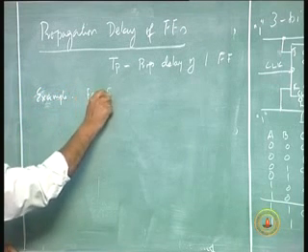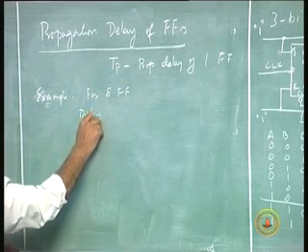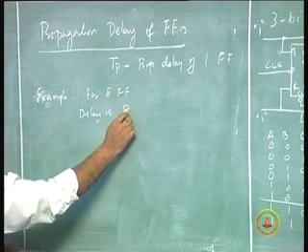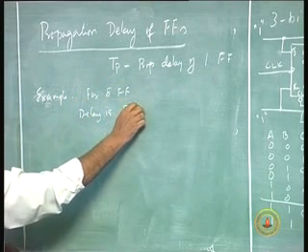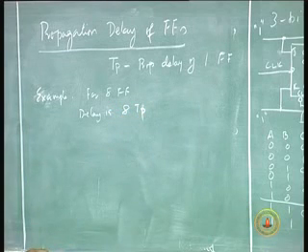For 8 flip-flops, the delay is 8 Tp. So what is the count I can reach? From 0 to 2 power n minus 1, n is 8. 2 power 8 is what?